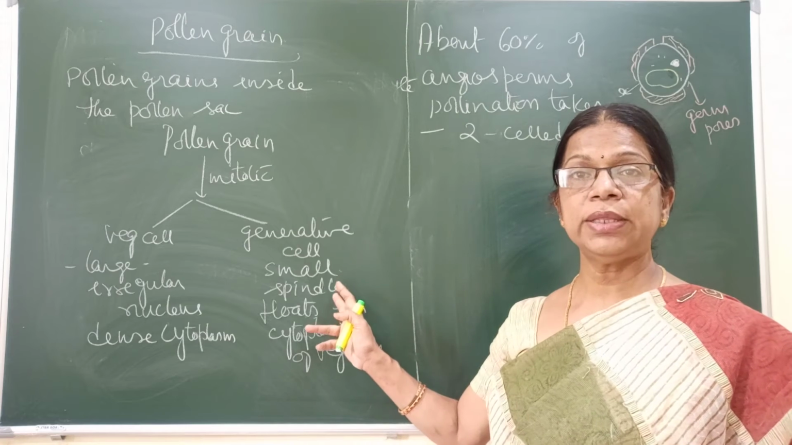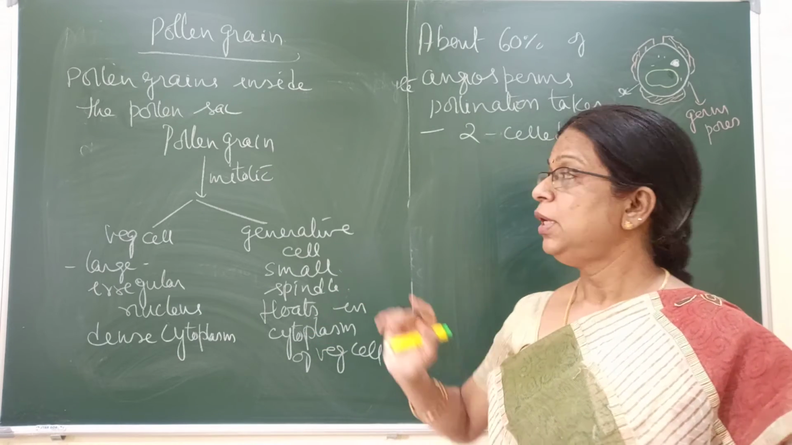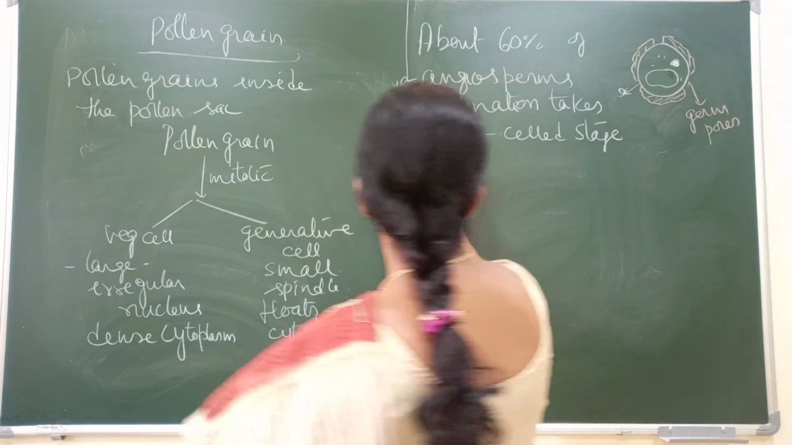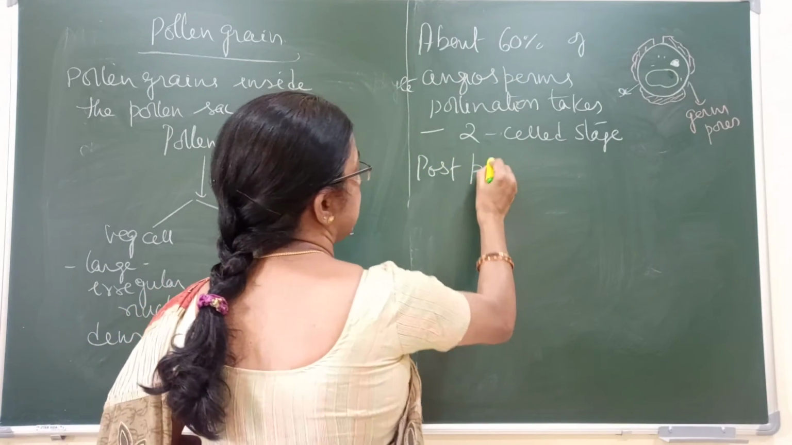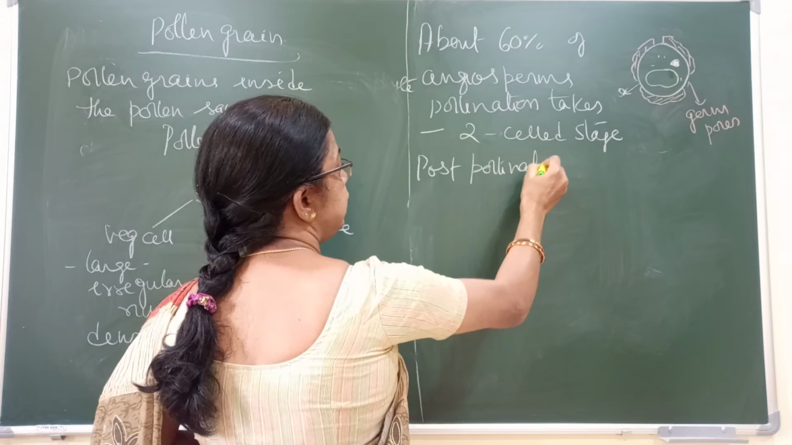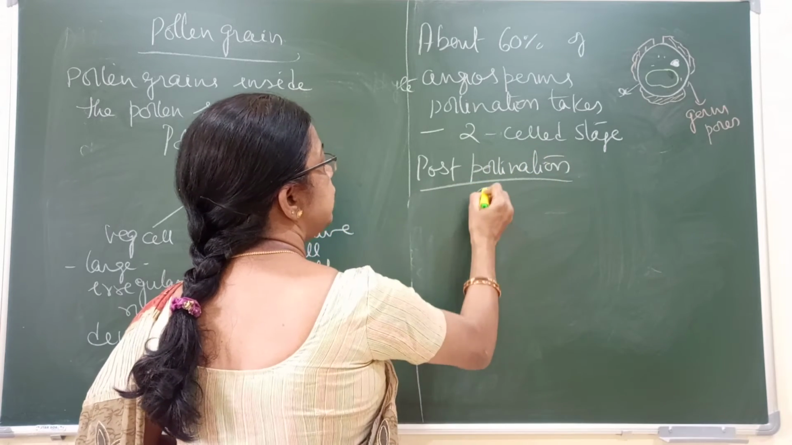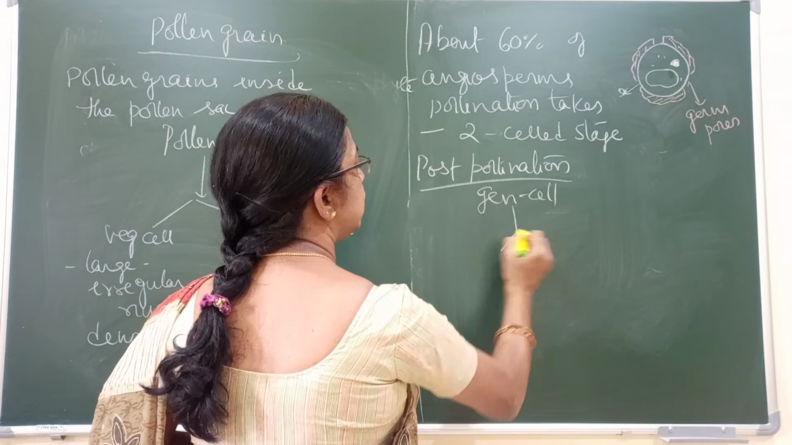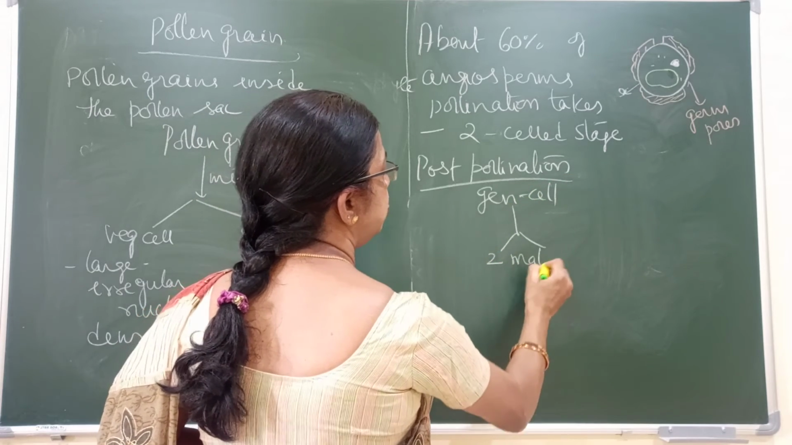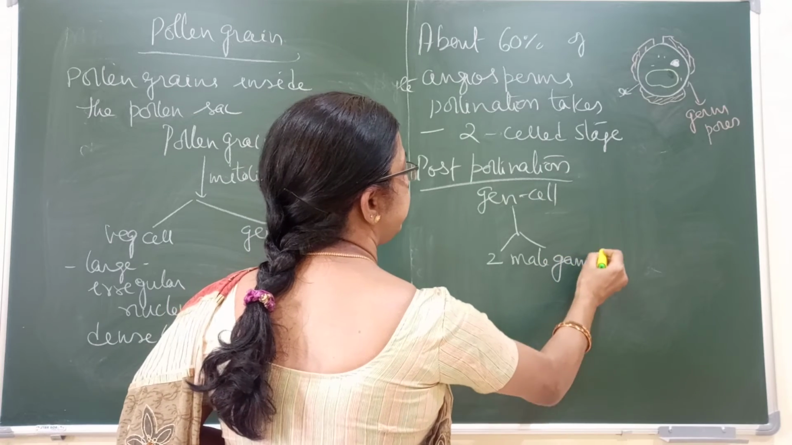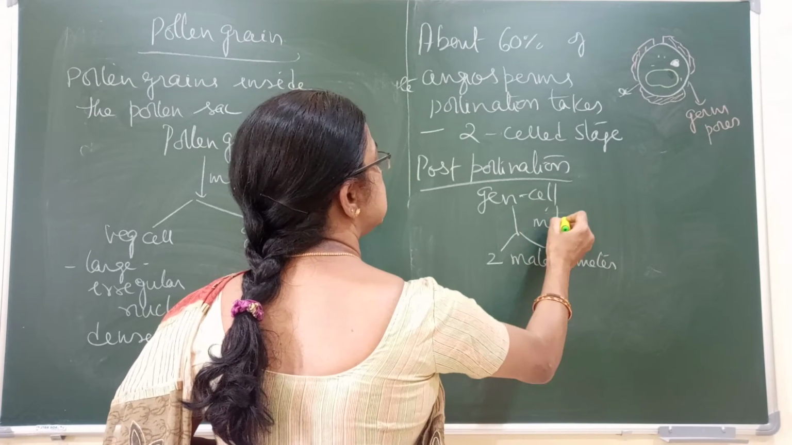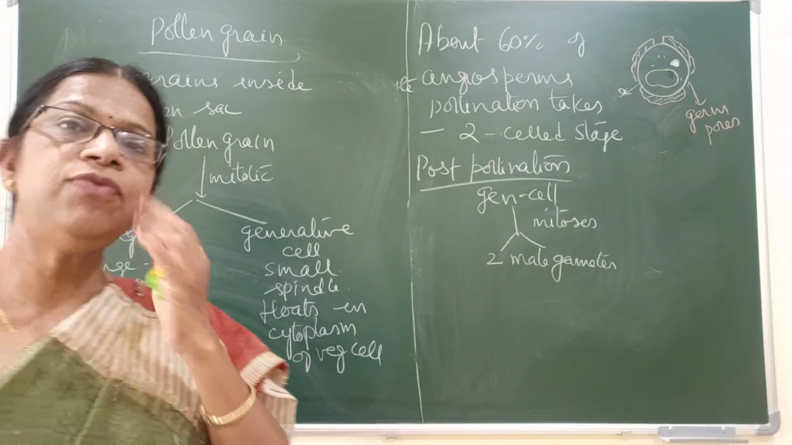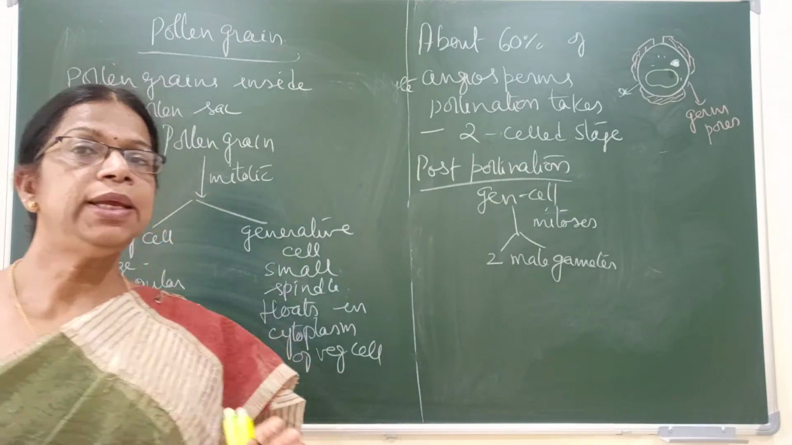What is that further development? This we can call the pre-pollination division. Next, the post-pollination division. In the post-pollination division, the generative cell undergoes another mitotic division to form two male gametes. That means finally from one pollen grain, two male gametes are formed.